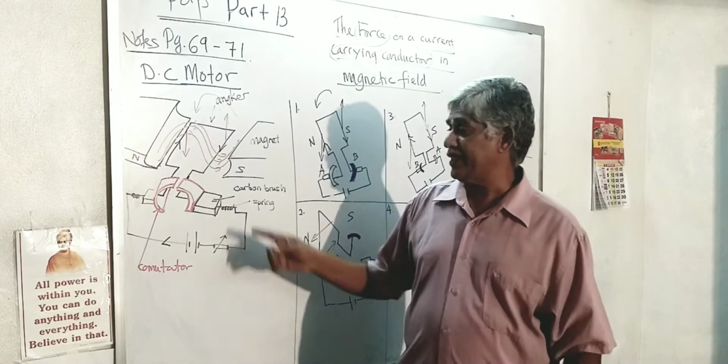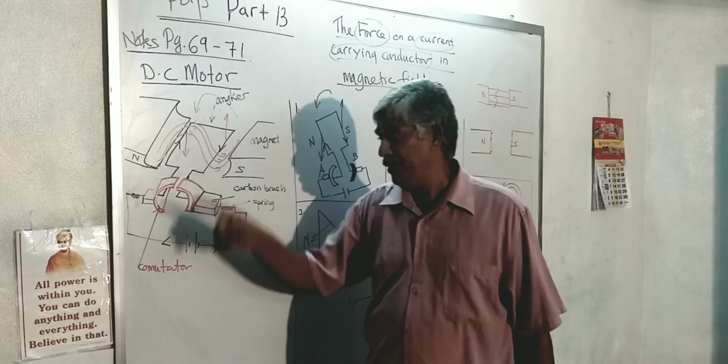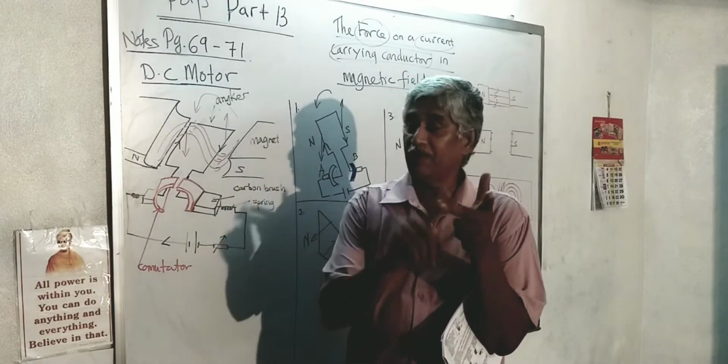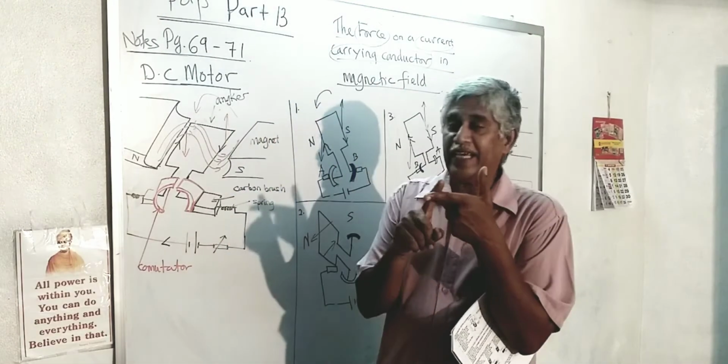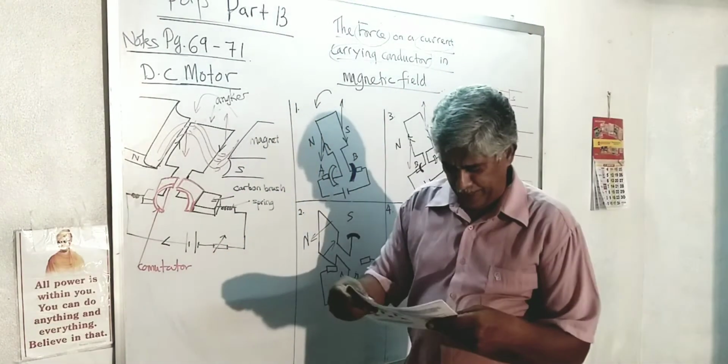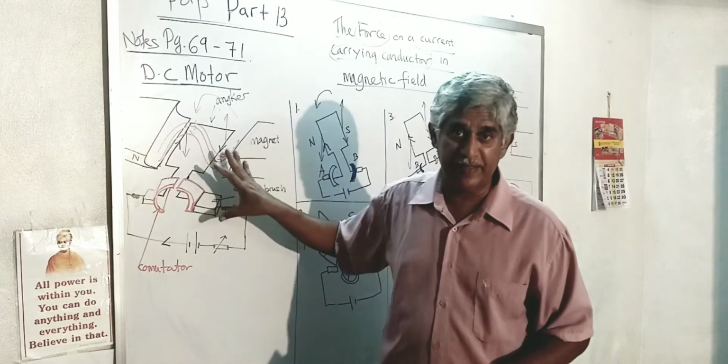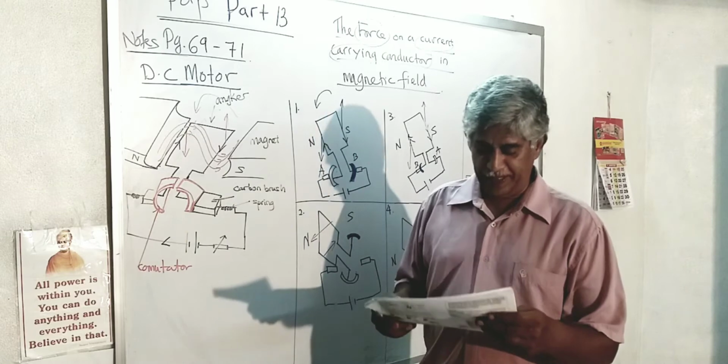Number 1, increasing the size of current. That means you put more and more battery, more current, more force. You see, force comes from the current. Then second is the magnetic field. Here they give you the strength of the magnetic field. So you use a stronger magnet, the rotation will be faster.